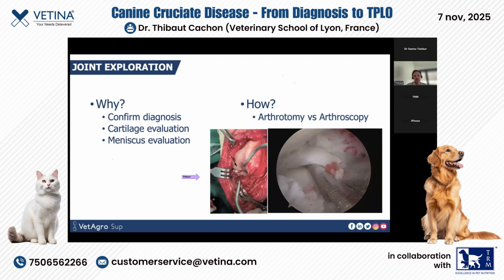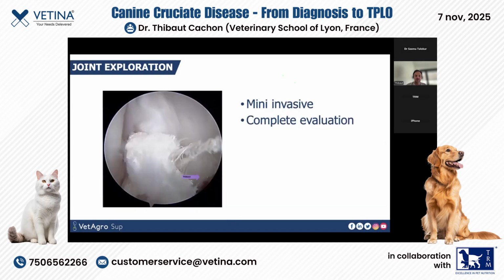And in my hands, I do prefer the arthroscopy because the diagnosis is better, and it is clearly less invasive compared to the arthrotomy. You can see on this picture of the surgery of Venus that you get a very beautiful rupture of the cruciate. You can see the back of the caudal cruciate, which is quite normal in Venus, and you get a very complete tear of the cranial cruciate in Venus.